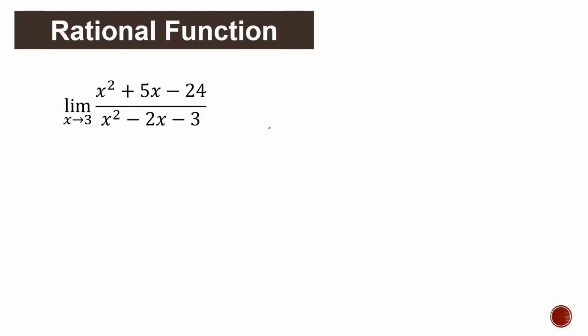Here we need to factorize both the numerator and the denominator. So x and x, negative 24, that means the two factors have different signs. Let's try 8 and 3 first. Since the middle term is positive, that means the higher number is positive. Positive 8 times negative 3 is negative 24. Positive 8 plus negative 3 is positive 5. So we are correct.